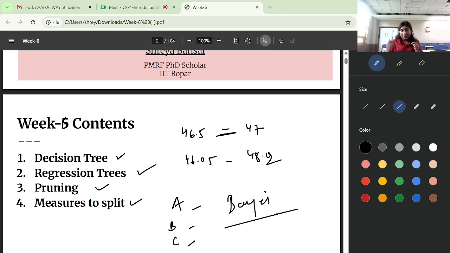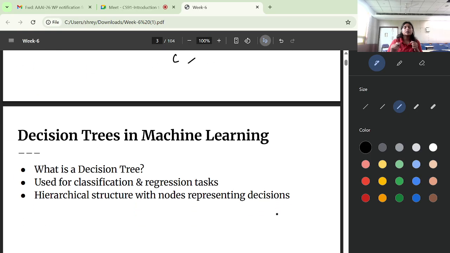Okay. Presently, in this week, we will be starting a new algorithm called decision tree. Decision tree is not specific to machine learning. It comes from statistical theory as well, and many analytical tools also use decision trees to make decisions. Okay, so let's start with these decision trees.